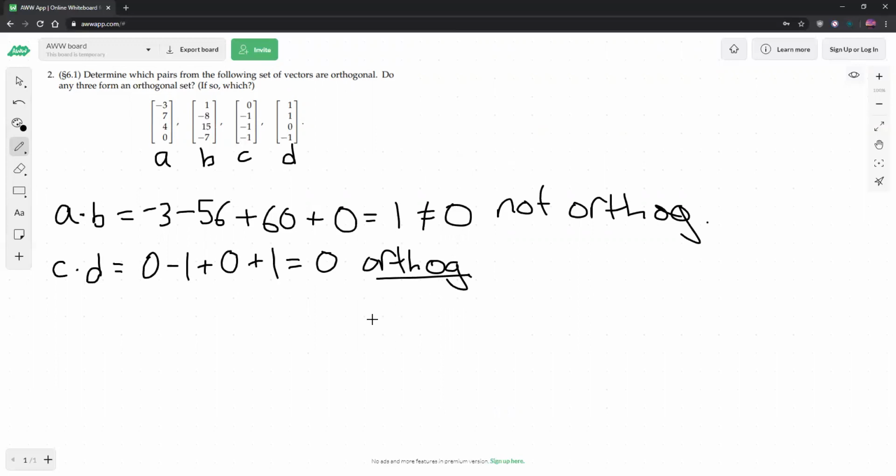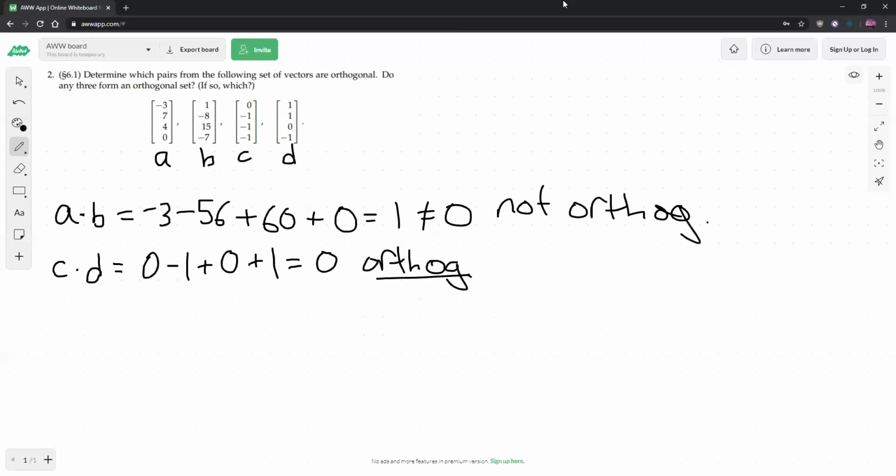Now, the interesting thing here is it doesn't just want all the orthogonal pairs. It does want that. So find all the orthogonal pairs, but it also wants to know, are there any orthogonal sets of 3 of these? So for you to have an orthogonal set of 3 of these, you would need 3 different pairs to all be orthogonal to each other. So if you can find any 3 of these, where if you match any 2 of them to each other, they get 0, then you found an orthogonal set.